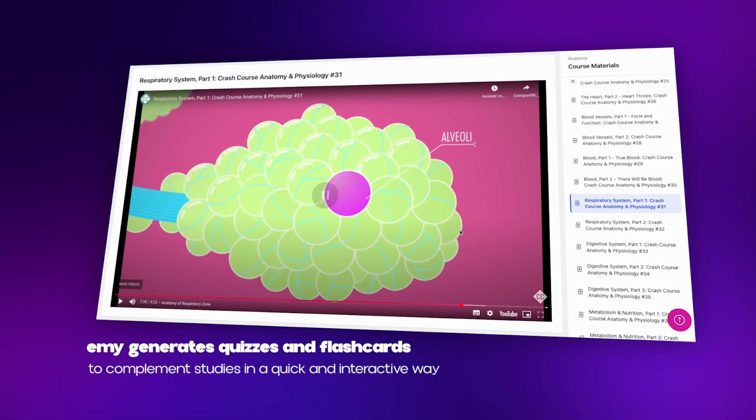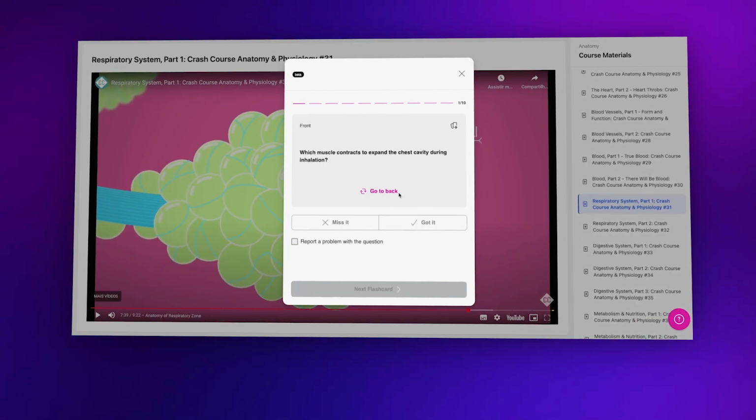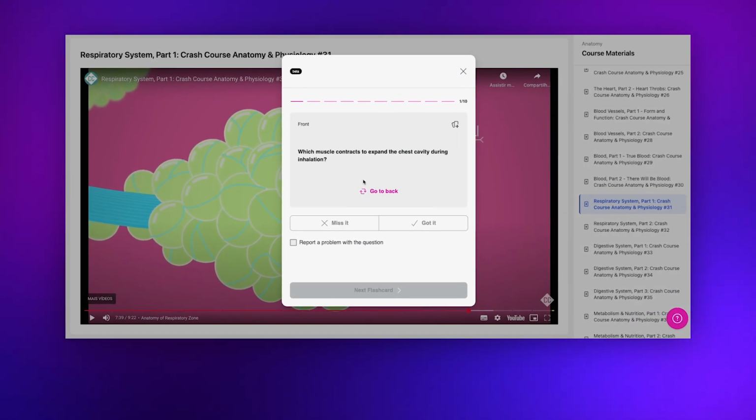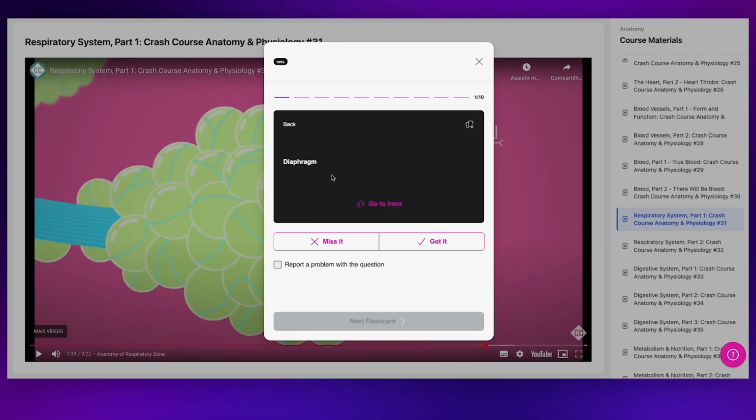Emmy can also take an active role in the student's studies. For that, it generates quizzes and flashcards that help train, engage, and reinforce the retention of the lesson's main content. In this example, we're showing the flashcards. The idea is to simulate a real experience.